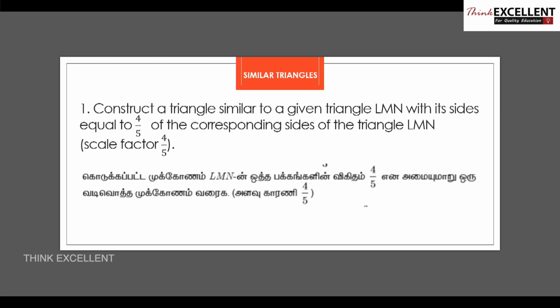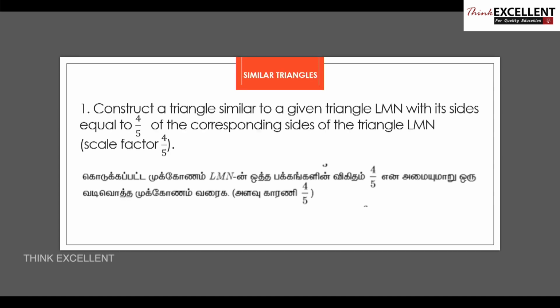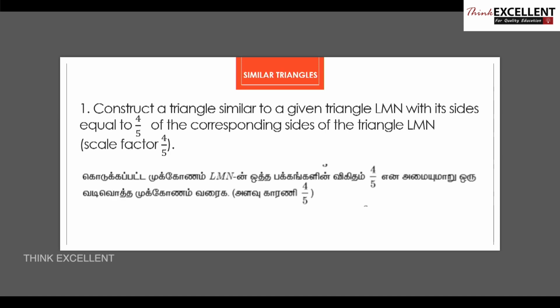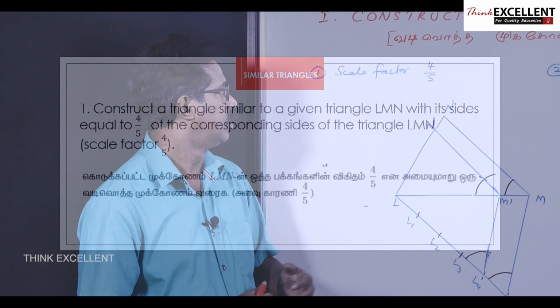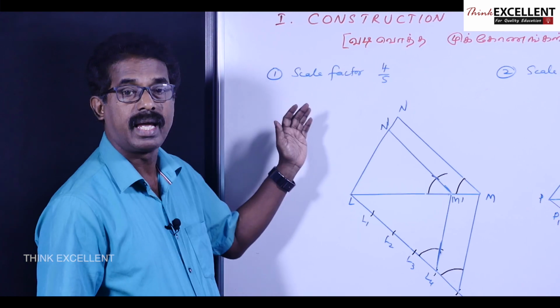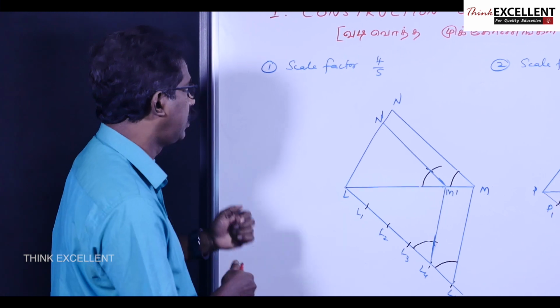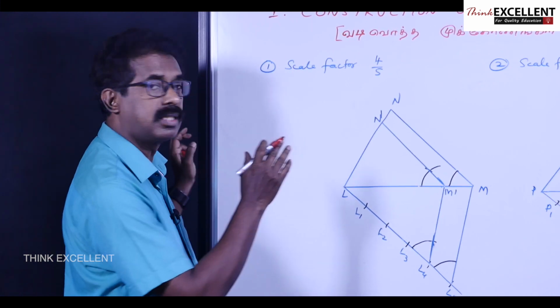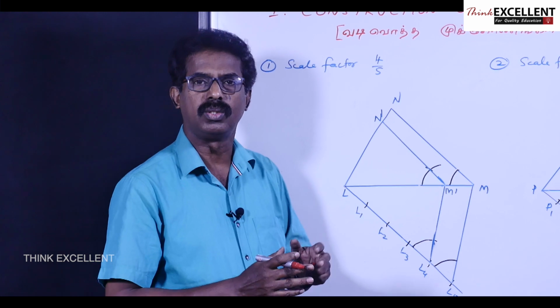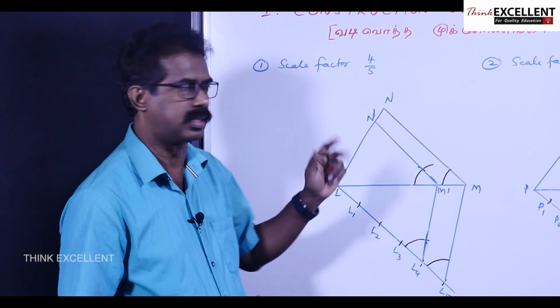Construct a triangle similar to a given triangle ELEMENT with its sides equal to 4 by 5 of the corresponding sides of the triangle ELEMENT. Okay, look here. So already worked out, just explained you how to do that. The triangle name, they said what? Element. For construction of similar triangles alone, you need not draw rough diagrams. Okay, if you want, you draw one, but it's not necessary.